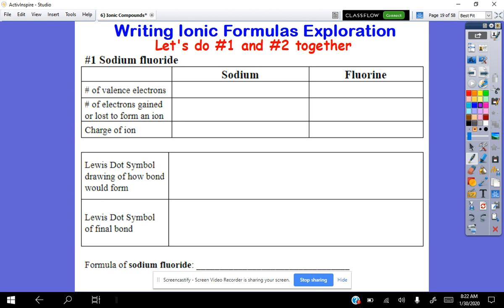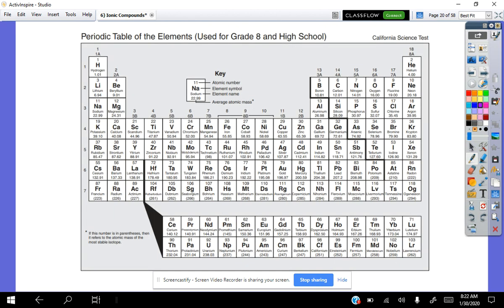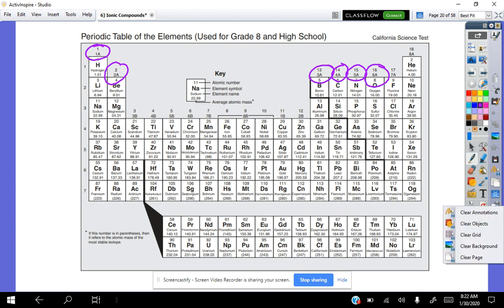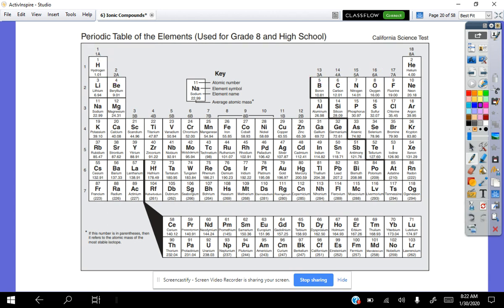As a review, if you look at the periodic table, on this particular periodic table, all the columns with an A are directly tied to your valence electrons. So if I'm in column 1A, I've got 1 valence. If I'm in column 6A, I've got 6 valence. If I'm in column 7A, I've got 7 valence, so on and so forth.